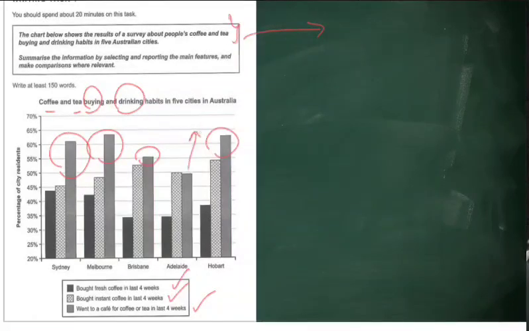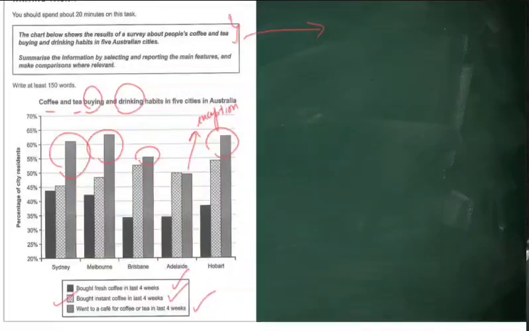Only exception to the rule would be Adelaide, right? So you have only exception to the rule happening in this place, whereas all the rest of the 4 have it the other way around. Now again, in the same way, for the second indication, bought instant coffee, the trend bought instant coffee in last 4 weeks is usually always the second highest when it comes to pretty much all places, apart from, again, the 4th one mentioned.